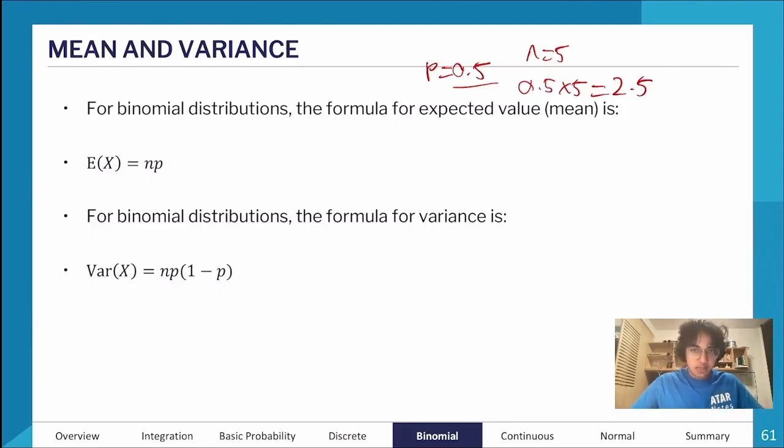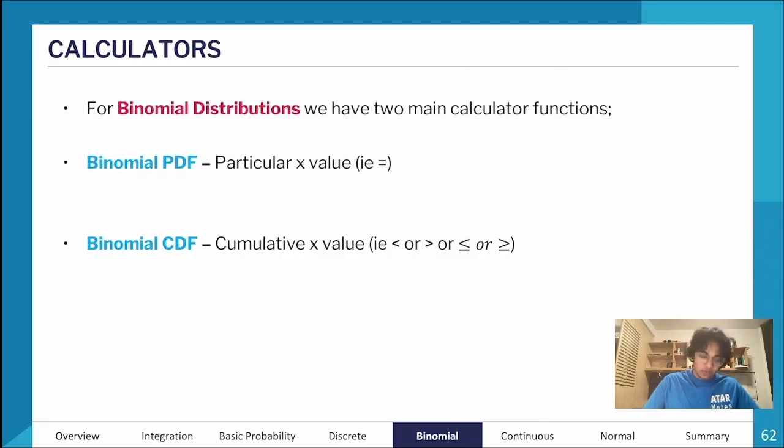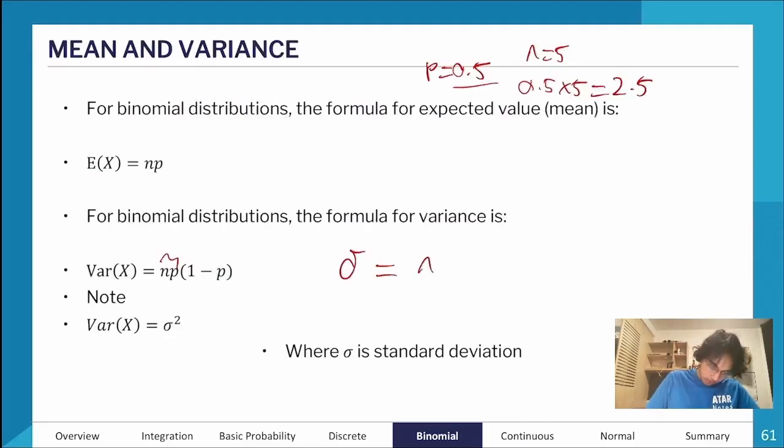For binomial distributions, the formula for variance is just np times 1 minus p. So the expected value times the probability of the complement, more or less, right? Again, remember that the variance is equal to the standard deviation squared. And so if I want to work out the standard deviation, that's just the square root of np times 1 minus p, right? So these are quite important to know. They will get you to calculate this sort of stuff. So try not to get this confused with just normal discrete formulas. It does follow an entirely different rule.